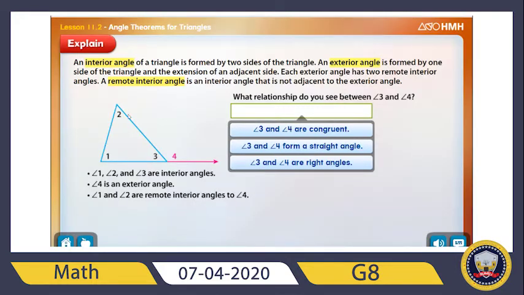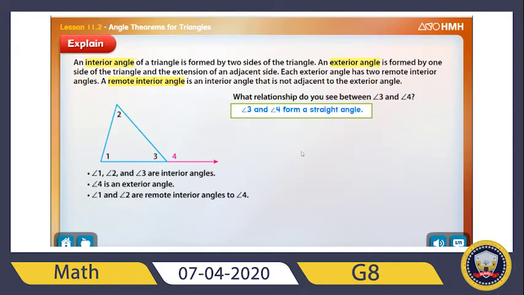Now guys, suppose in my triangle I make an extension line here, okay? Now the angles 1, 2, and 3 are called interior angles, meaning they are inside my triangle. The angle 4, which is here, is an exterior angle. Now my question is, what is the relationship between the angle 4 and the angle 3? Of course, we know that this is a straight angle, that means 180 degrees. So 3 and 4 form a straight angle that is 180 degrees.